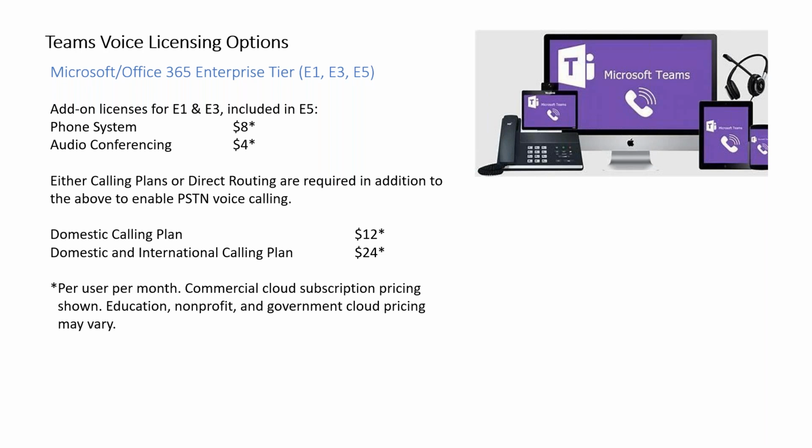Beyond the Microsoft 365 Business tier, perhaps you're on the Enterprise tier with your current licenses, or you'd be looking at going to the Enterprise tier when you migrate Teams and adopt the Office 365 suite and so forth. What that looks like here is the two licenses, the phone system license and the audio conferencing license. You can see $8 per user per month and $4 per user per month are included in the E5 tier, and this is both the Office 365 and Microsoft 365 E5 tier. They are not included with the E1 and E3 tiers, but they are available as add-on licenses. And then either calling plans or direct routing are required in addition to those licenses to enable your PSTN direct inward and direct outward bound dialing.